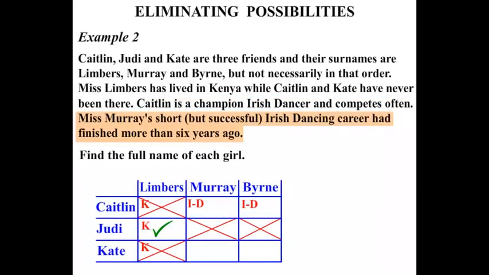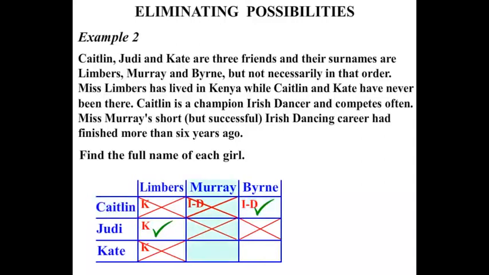Now, Miss Murray's short but successful Irish dancing career had finished more than 6 years ago. So in other words, Miss Murray is not the current Irish dancer. So where we've got Miss Murray with Irish dancing there, let's cross that out. So what does that leave? Caitlin must be Caitlin Byrne. There's only one position there that's not crossed out. Let's give that a tick.